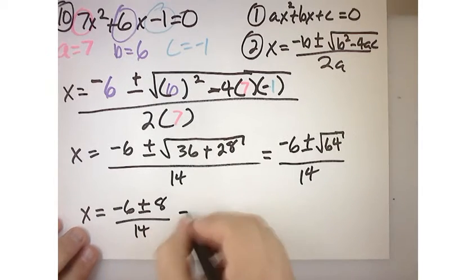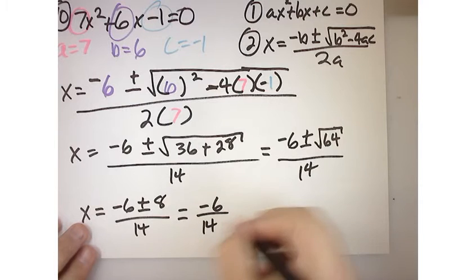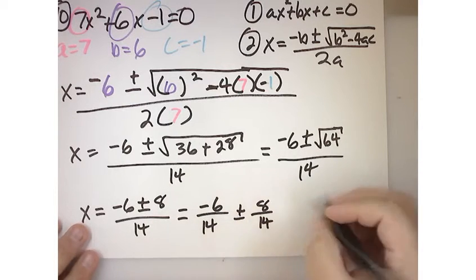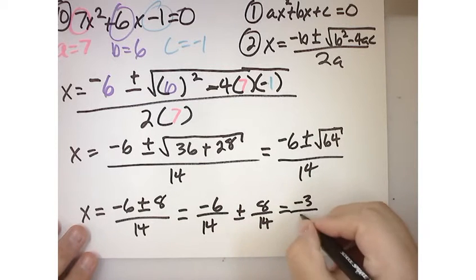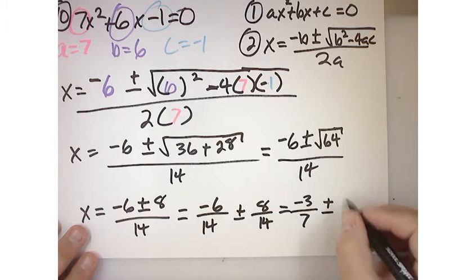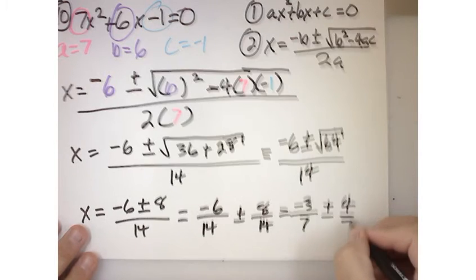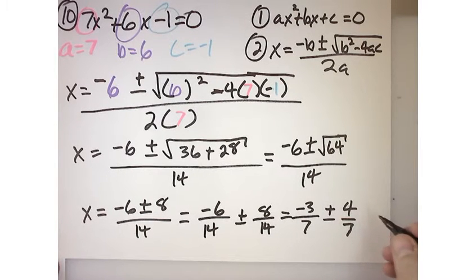Well, I can reduce that and say negative 6 over 14 plus or minus 8 over 14. If I divide the tops and bottoms by 2, I get negative 3 over 7 plus or minus 4 over 7. Hey, wait a minute. Did I do that right? Is that right? It seems too easy.